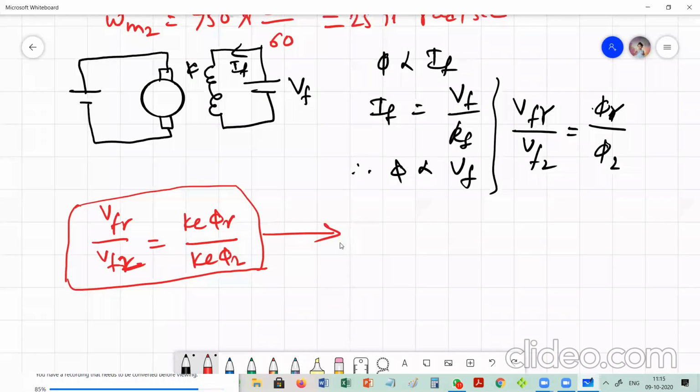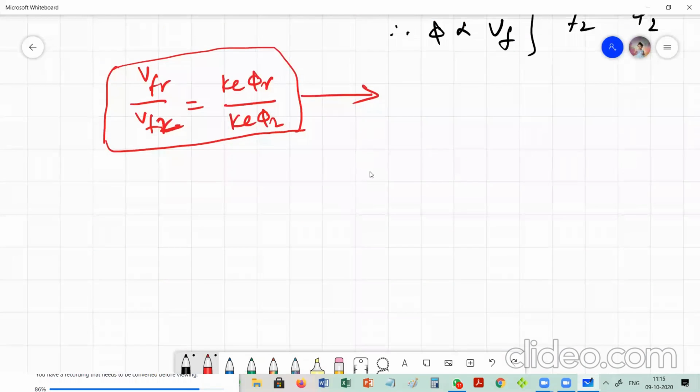So for example, to calculate Ke phi, which was present in the equation of torque T = Ke phi Ia, we have to calculate the current Ia in this case. In this case, the speed they have given is 750 rpm, which means the machine is running at a constant speed of 750 rpm.